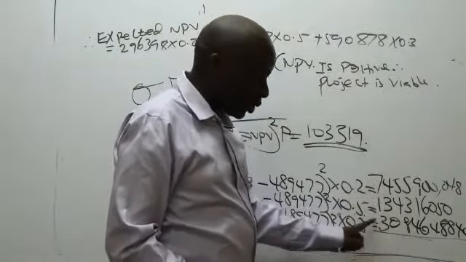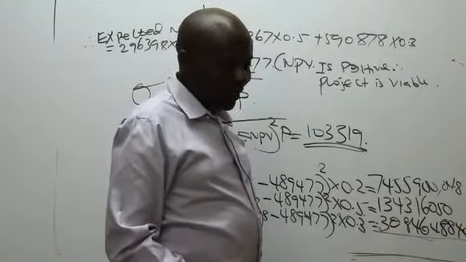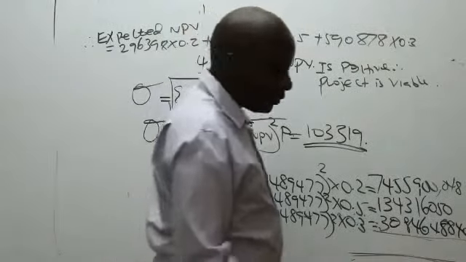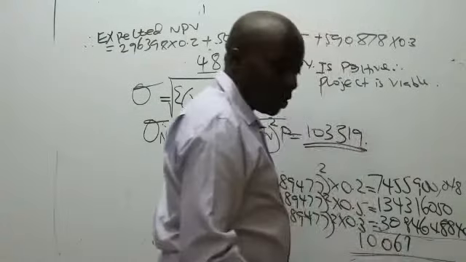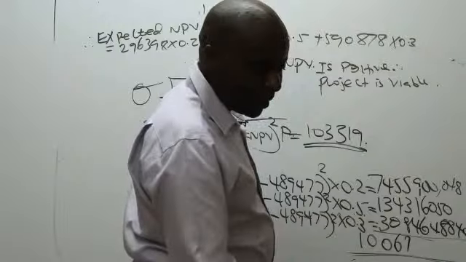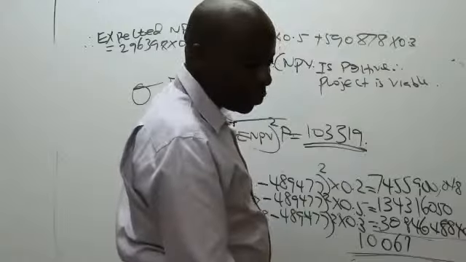This plus this plus this. Give me the grand total. Is there somebody who can give me the 10,067? The total figure, when you add the 3.